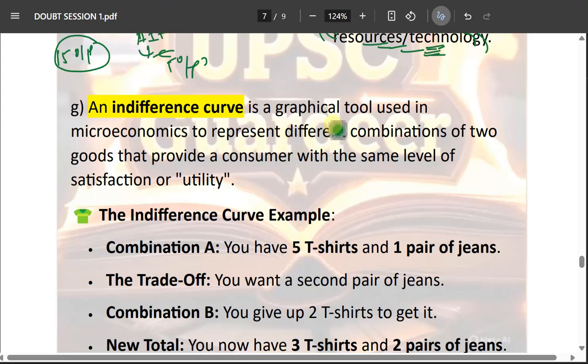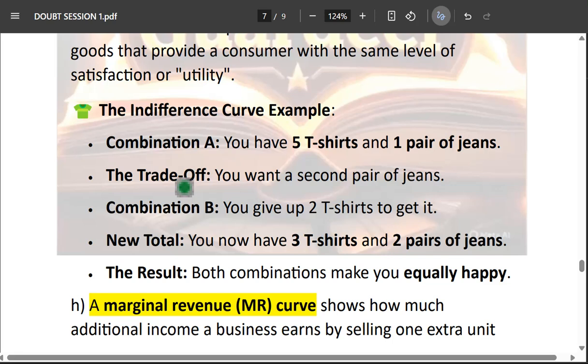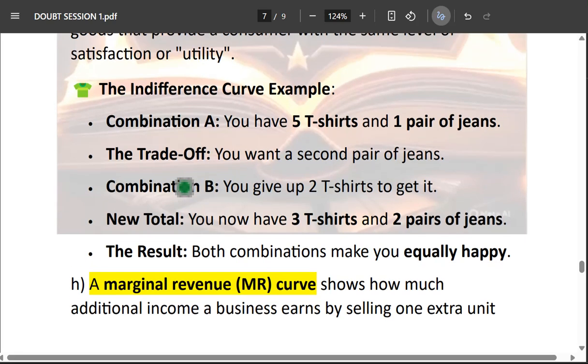I'll break the sentence down. Different combinations of two goods that provide the consumer the same level of satisfaction. So we'll come to an example, it is better to understand. I have written a beautiful example. I did a lot of research about this. It's very easy to understand.